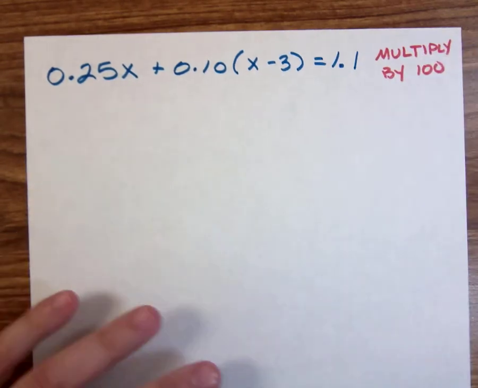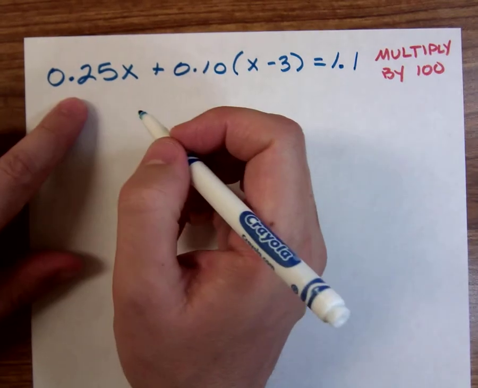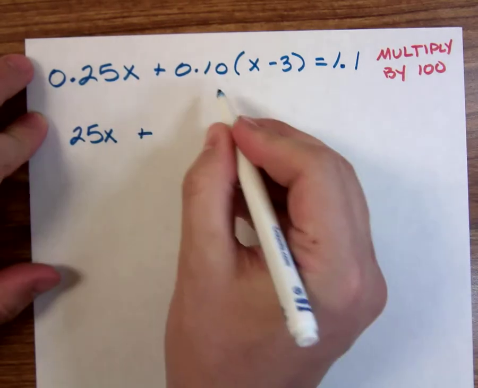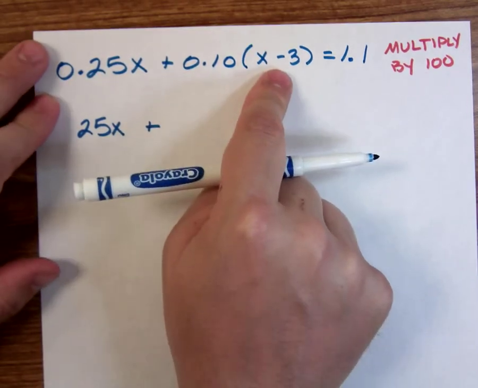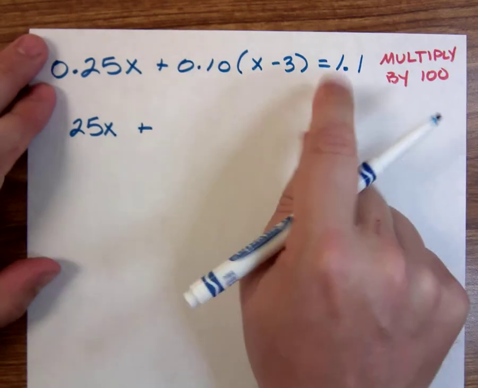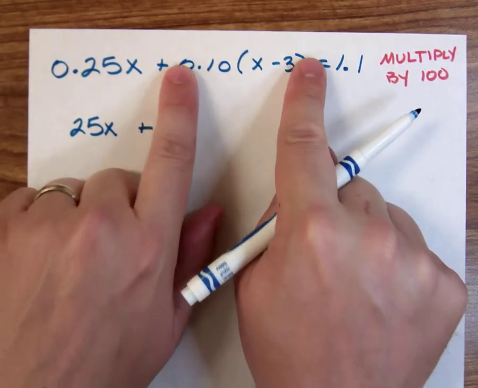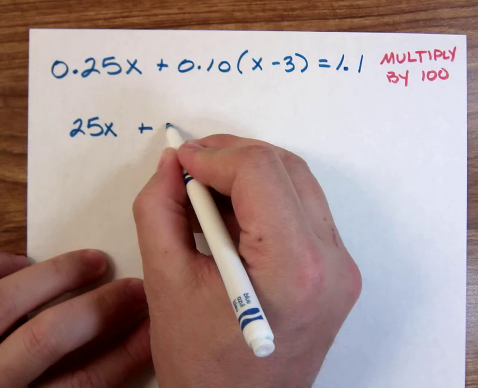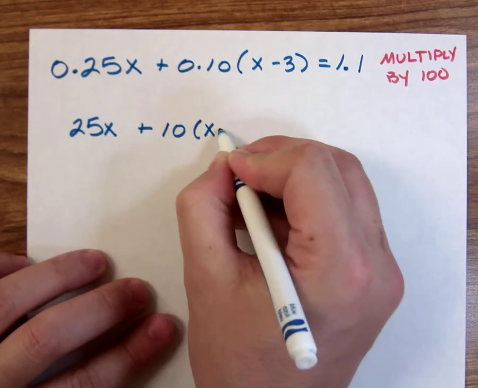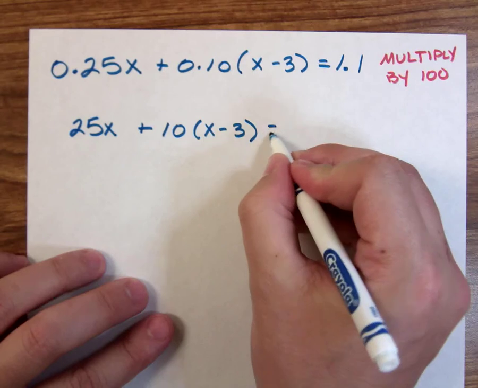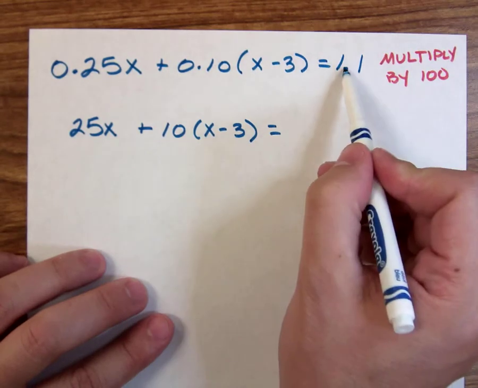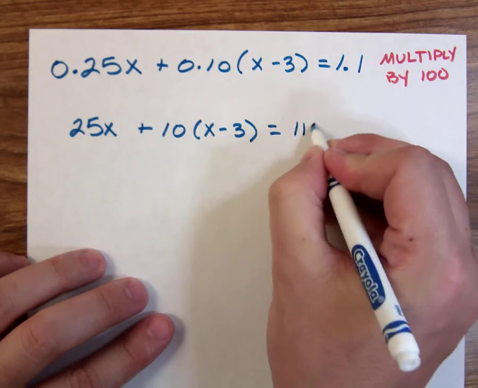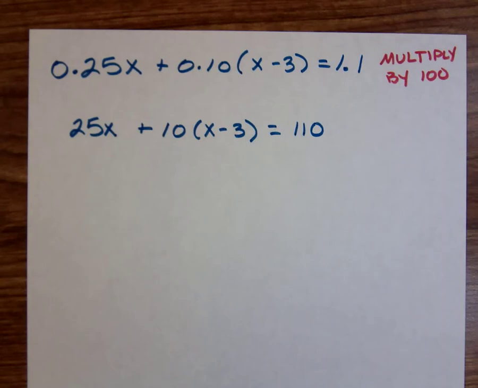Multiplying by 100 will move the decimal point on all of these. So 0.25 times 100 is 25. The parentheses are kind of protected from being multiplied by 100. I'm multiplying this entire term by 100, so I really only need to multiply the outside number. 0.10 times 100 is 10. Don't have to worry about the stuff in parentheses, it's fine. And on the end, if I moved it once, it would be 11, but I'm actually moving it twice, so what's it going to be? 110.